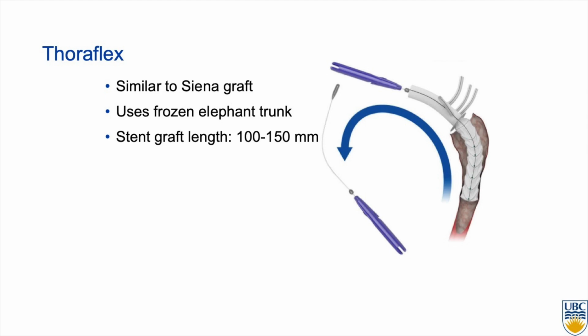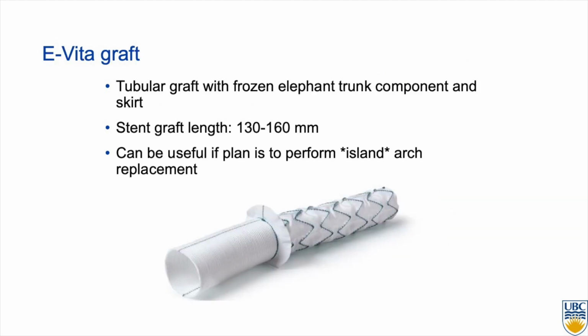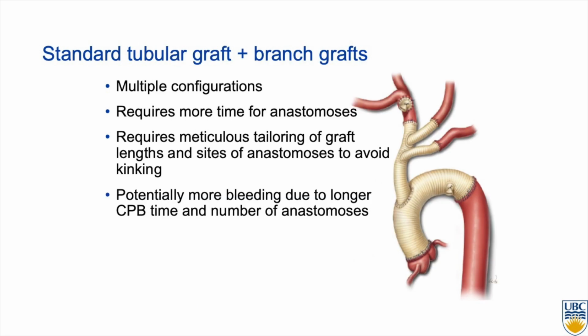The Thoraflex graft is very similar to the Siena graft but uses a frozen elephant trunk technology. The E-Vita graft is a tubular graft with a frozen elephant trunk component with a small skirt. This graft can be useful if one plans on performing an island type arch replacement. The alternative to these grafts, if one does not have access to them, would be to perform a total arch using standard tubular grafts and branch grafts to each separate head vessels. This approach obviously is very versatile but requires more time for anastomoses and requires meticulous tailoring of grafts in order to avoid kinking.